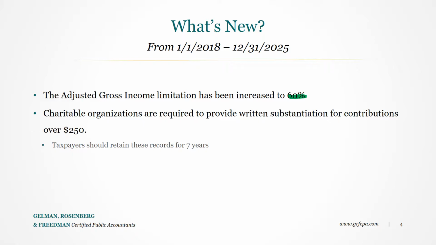So, do you lose the charitable contribution over 60% of AGI? No, it's carried over to the following year. And I'll run you through an example to show you how the charitable contribution limitation works. Most taxpayers will not be affected by this. The new law does require substantiation of contributions over $250. Charitable organizations will need to provide the letters to donors.